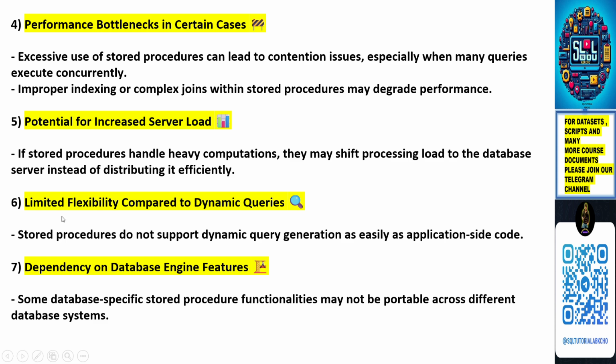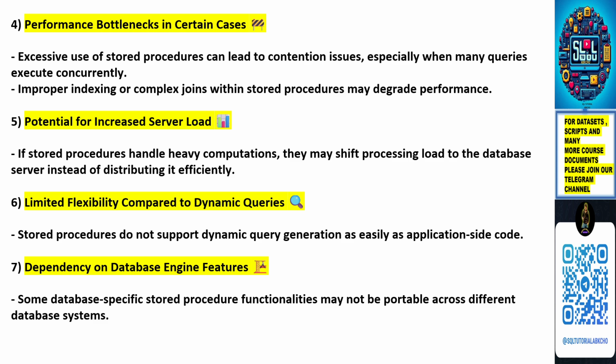The fourth one is performance bottlenecks in certain cases. Excessive use of stored procedures can lead to connection issues, especially when many queries execute concurrently. Point two in this is improper indexing or complex joins within stored procedures may degrade performance also. So you need to keep track of the indexes and the joins that you are applying on the stored procedure, so that your query will not degrade the performance.